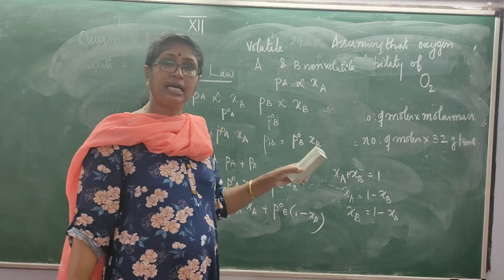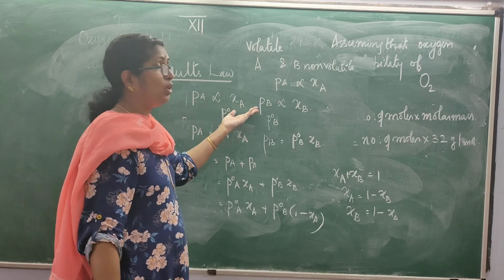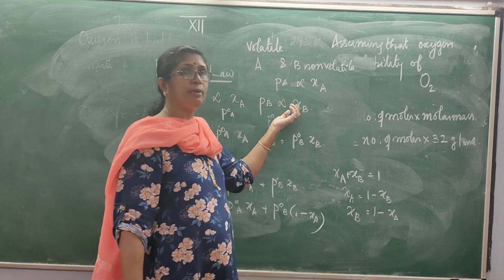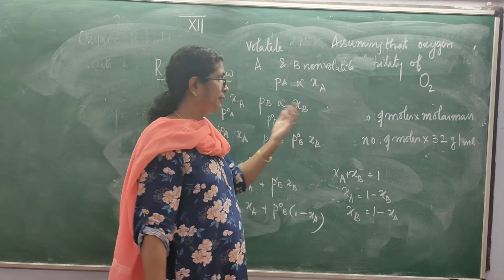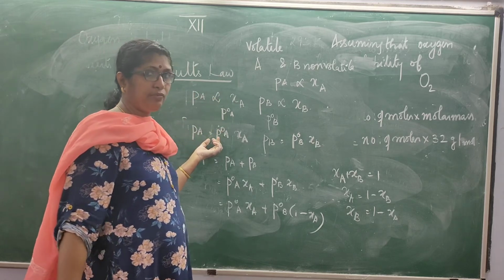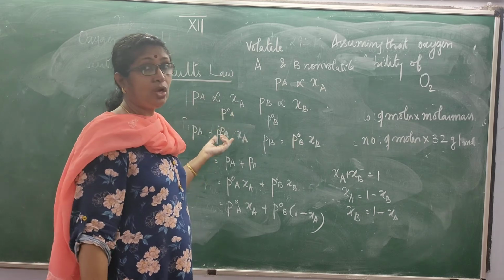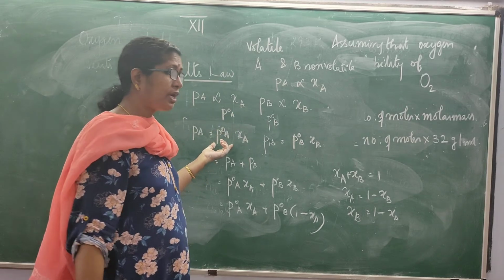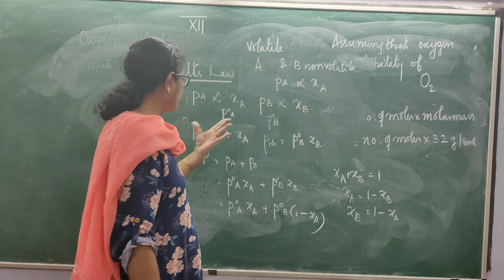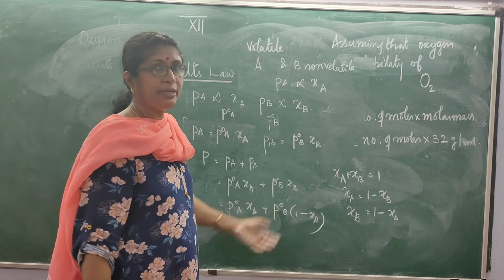If both the components are volatile, then we can write PA will be directly proportional to its mole fraction XA, and PB will be directly proportional to the mole fraction of the component B, XB. Now, to change the proportionality sign to the equal to sign, we have to multiply with a constant. Here the constant is P naught A. P naught A is the vapor pressure of the pure solvent A and P naught B is the vapor pressure of the pure solvent B. So, PA is equal to P naught A into XA and PB is equal to P naught B into XB.